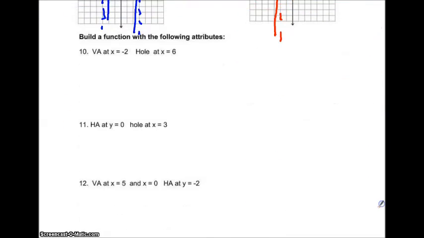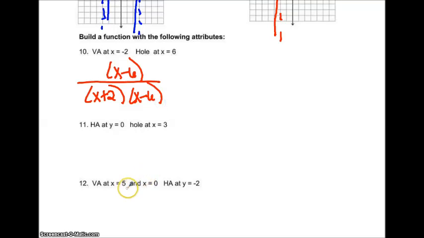All right, the last part of the test just wants you to build functions. This is like when we had the Skittles. So draw your fraction. I have a vertical asymptote at x equals -2. That means I have x plus 2 on the bottom. I have a hole at x equals 6. That means I have to have an x minus 6 on the top and the bottom. And I've met all my requirements.